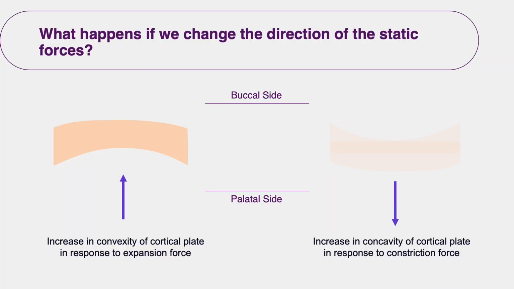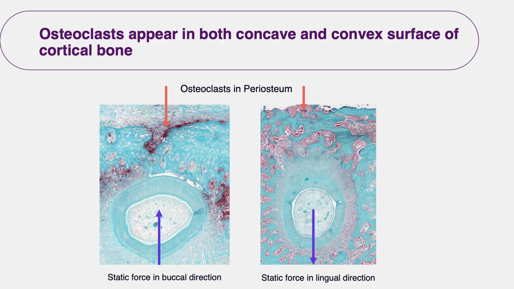Now, let's change the direction of our force 180 degrees, reverse, and study the appearance of the osteoclasts. This time, we did not increase the bend of the surface of the bone, we actually decreased the bend on the surface of the bone. Do osteoclasts appear on the surface of the cortical bone again? The answer to this question is yes, osteoclasts appear on the surface of the bone.